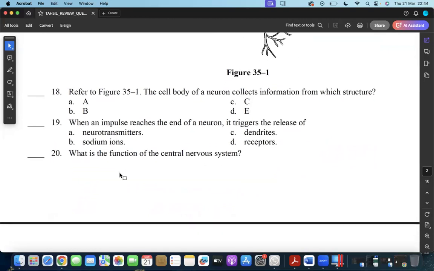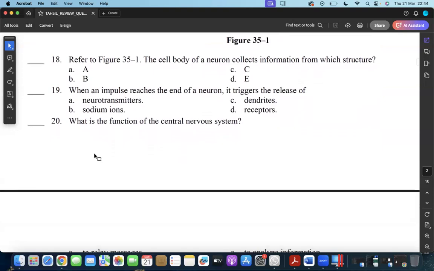So when the impulse reaches the end of one neuron, it triggers the neurotransmitters to release the ions, and that would allow the passing across of the impulses from one nerve cell to another nerve cell. So question number 19's answer is A.